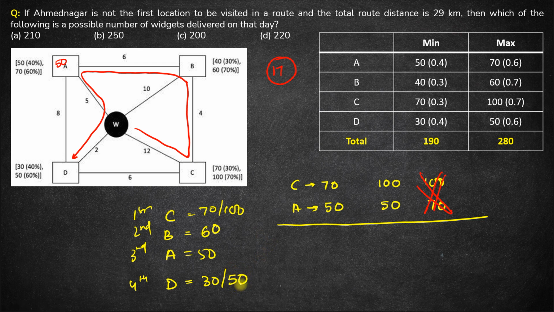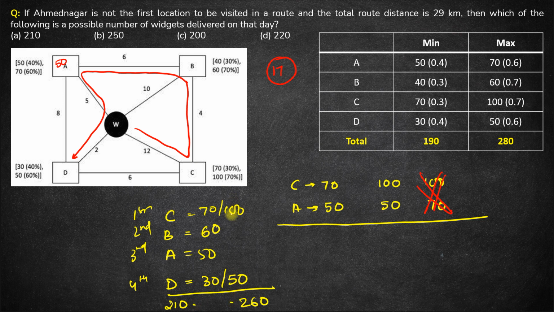Even if the demand is 50 at D, what would happen is, from C you will go to B, and once you reach B, the demand at A and D are both 50. So you'll go to A first and then you'll go to D. And you cannot go to D first from B when A is closer. Correct? So the total demand, what can it be? The highest demand possible in this case is 100 plus 60, 160, plus 100 is 260. The lowest demand possible is 70 plus 60, 130. 130 plus 50 is 180. 180 plus 30 is 210.